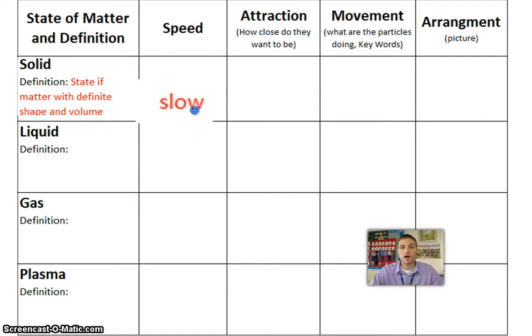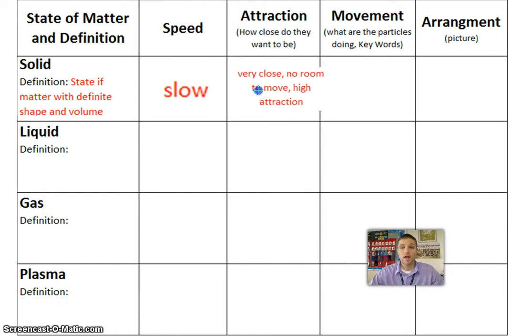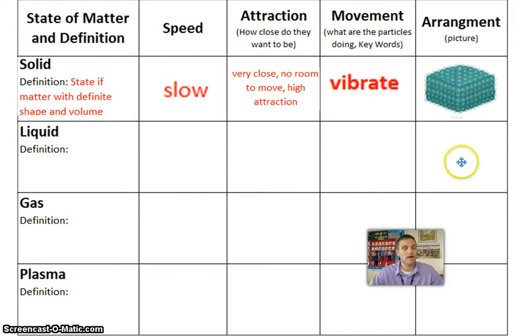Now the particles of an actual solid move kind of slow. They don't really move that fast, they're not flowing around, they don't go crazy. They are very close. They don't have very much room to move, and they have a high attraction. Now the movement within these particles means that they vibrate. So those particles actually vibrate back and forth. And if you look at it on this picture, it kind of looks like they're vibrating a little bit back and forth there.